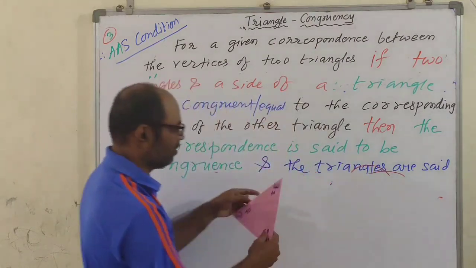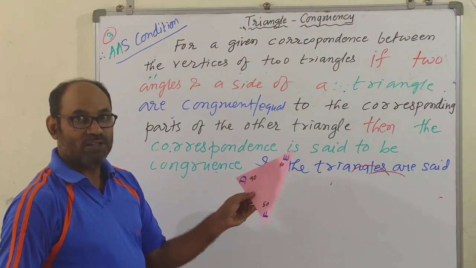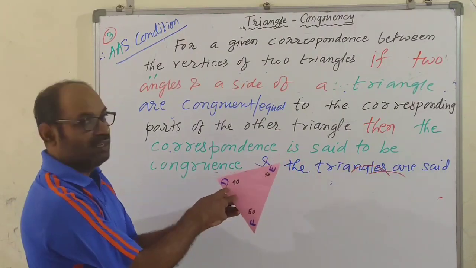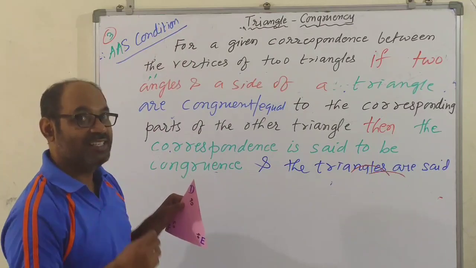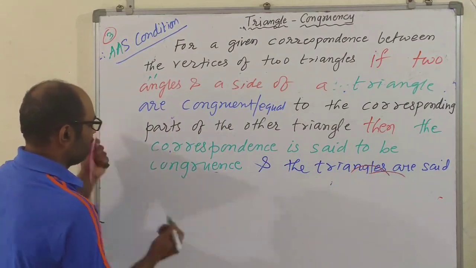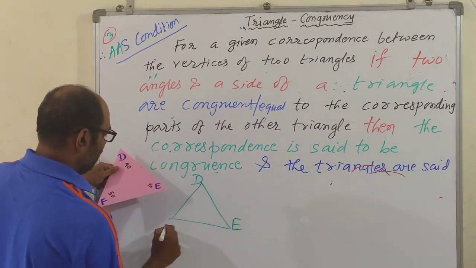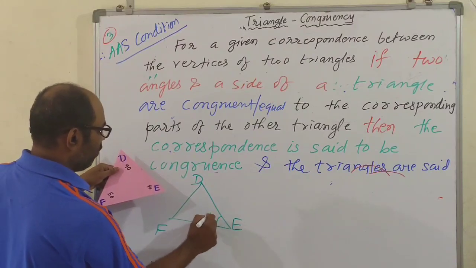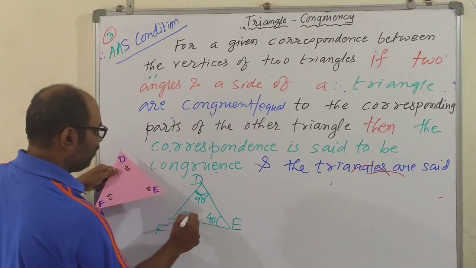Okay, I have taken this triangle. Measures of all three angles are given. Previously we saw S, all three sides were given. Here all three angles are given. What is the name of this triangle? DEF. This is 40, this is 90, so we have symbol for that, 50.